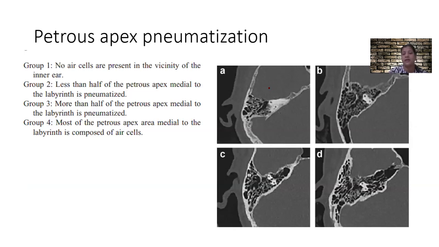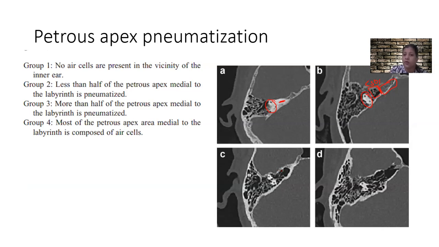Now, petrous apex pneumatization is also further subclassified into four types: Group 1, Group 2, Group 3, and Group 4. In Group 1, there are no air cells present in the vicinity of your inner ear. So this is your inner ear, and there are no air cells in its vicinity; then we call it Group 1. In Group 2, less than half of the petrous apex is pneumatized medial to the labyrinth. So if this is your labyrinth, less than 50% is pneumatized.